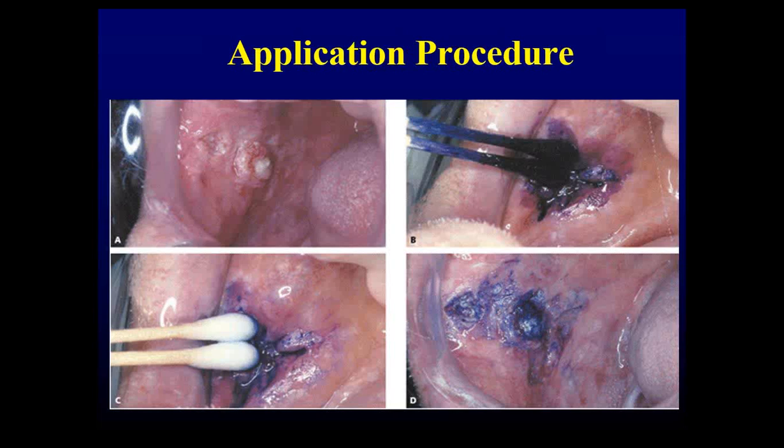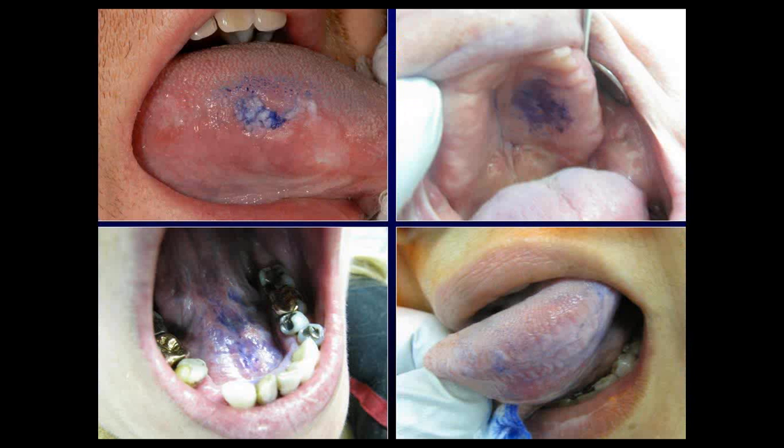Recently, the company has adapted or modified the application procedure, and now it comes in the form of swab, where you selectively apply the dye to a certain part in the oral cavity and thereafter wash it away with 1% acetic acid solution, again coming in the form of a swab. And if the dye binds to the area, that gives you an indication that there is some precancerous process going on, and you take a biopsy afterwards.